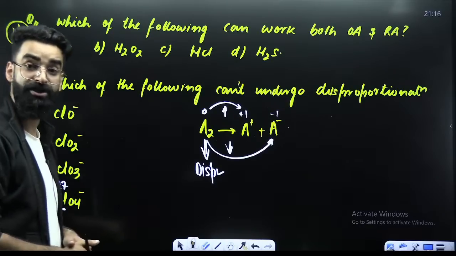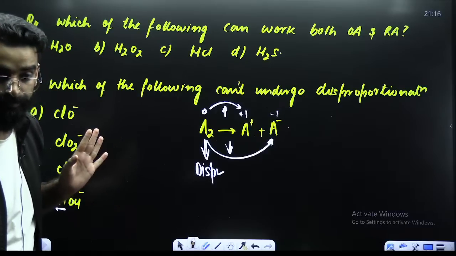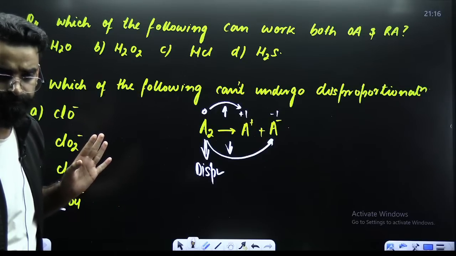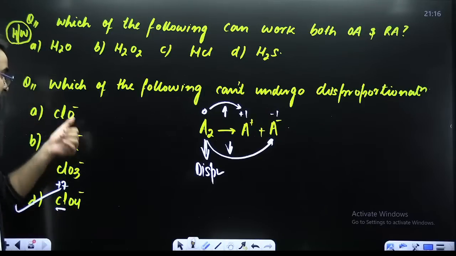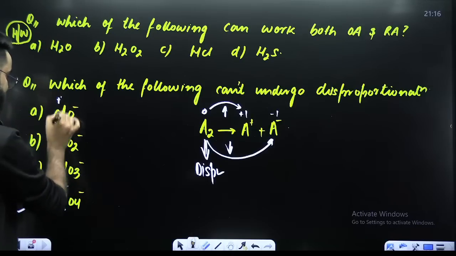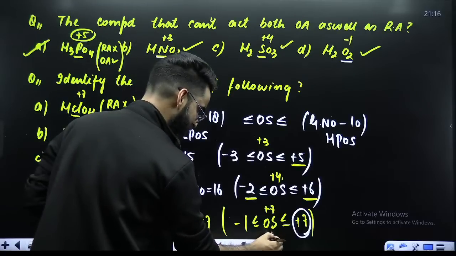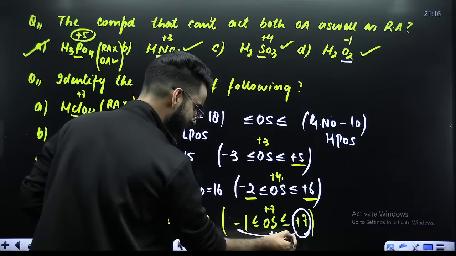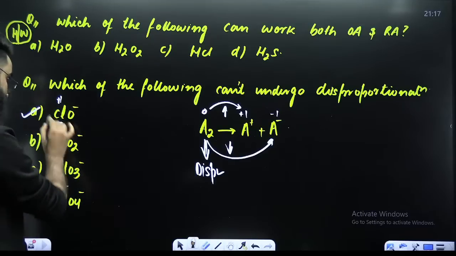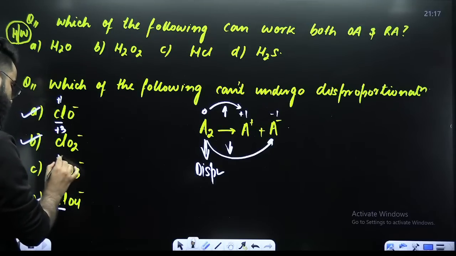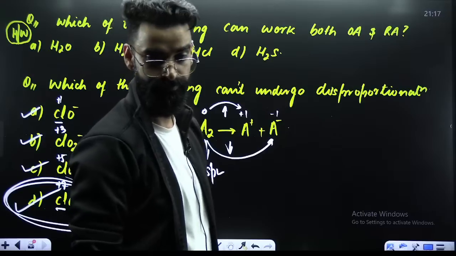For disproportionation, an element has to increase as well as decrease its oxidation state simultaneously. If you talk about this ClO, chlorine's oxidation state is +1 here. So it can decrease as well as increase, so it can undergo disproportionation. Even this can undergo disproportionation. This cannot undergo disproportionation. I hope this particular question is clear to all of you.